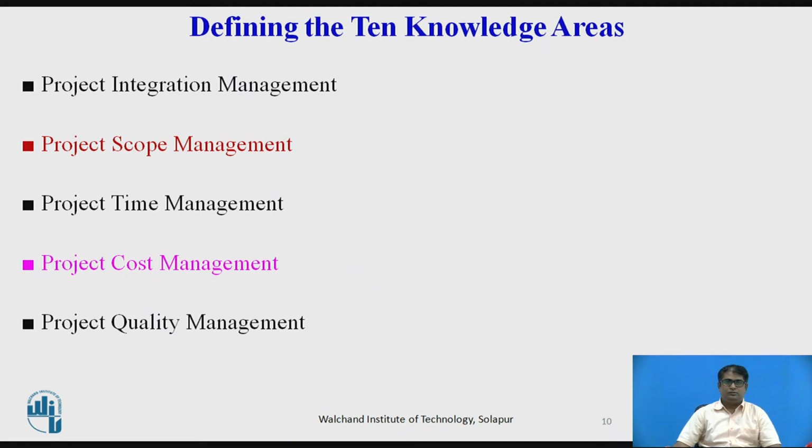Defining the 10 knowledge areas. The first is project integration management. This knowledge area addresses the links that unify all deliverables from the process groups into a whole. This linkage begins with the project description document and extends to the project plan and its execution.